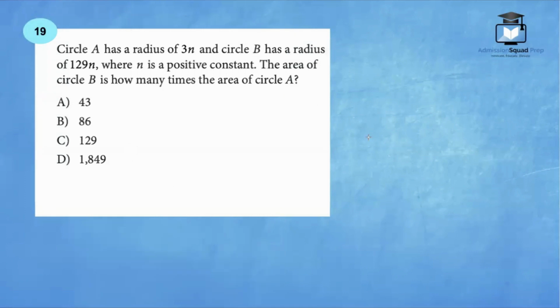Number 19. Circle A has a radius of 3n and circle B has a radius of 129n, where n is a positive constant.